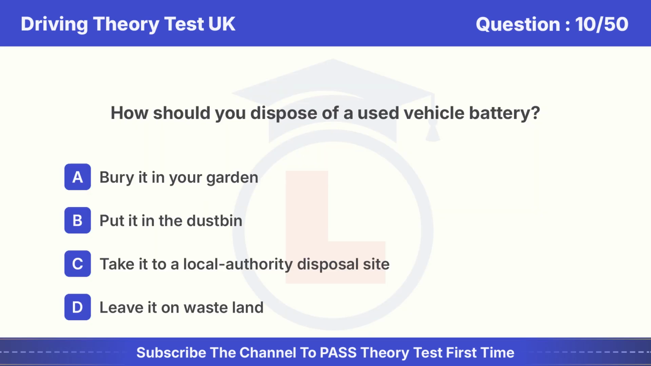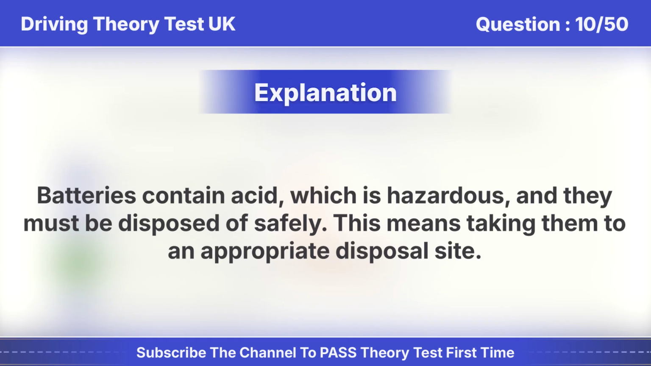Question 10. How should you dispose of a used vehicle battery? Answer is C. Take it to a local authority disposal site. Batteries contain acid, which is hazardous, and they must be disposed of safely. This means taking them to an appropriate disposal site.